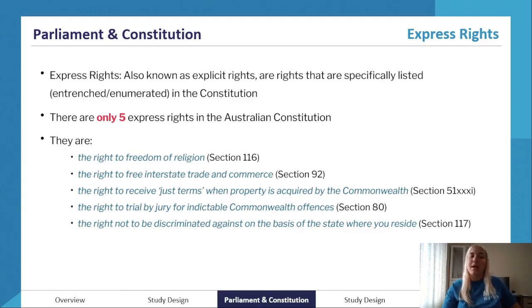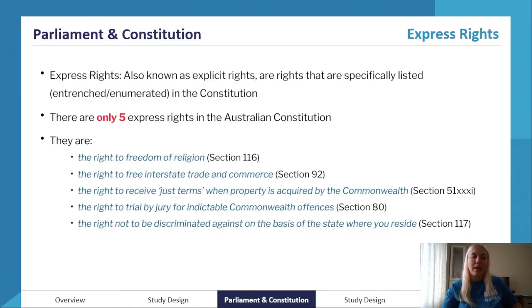The next one is the right to free interstate trade and commerce under Section 92. Again, a flaw with this is that it is a Commonwealth level law. However, this basically just ensures that trade between all of the states can happen for free. Okay, so you don't have to pay any money or tax if you are a business that's delivering products across state lines.